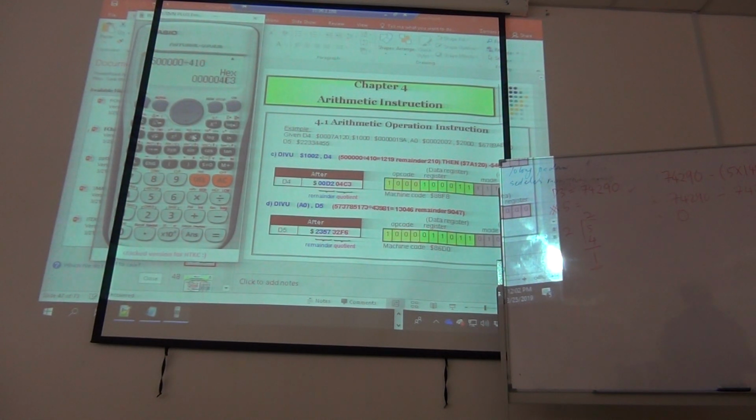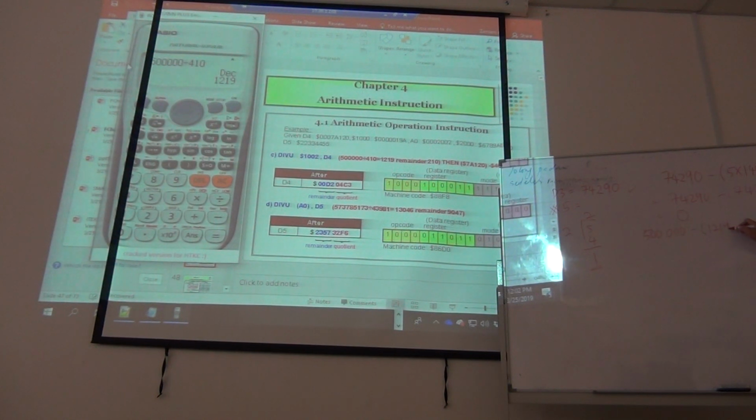Now you have to get the remainder. So go back to your hexa again, just now decimal. Luckily I still have this operation up here. So now what you can do to get the balance is 500,000 minus 1219 times 410. So this is the balance: 500,000 minus this number times this number, you get the balance.